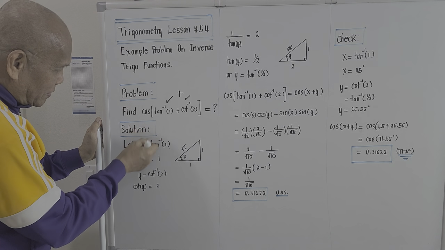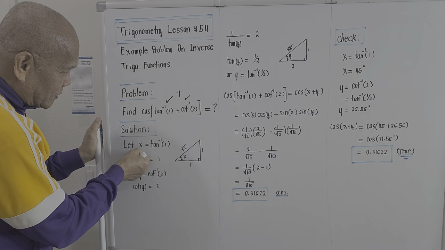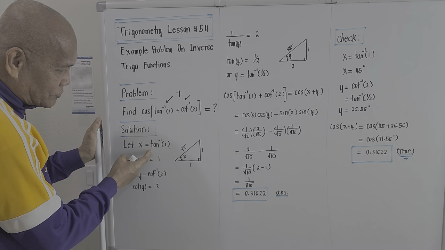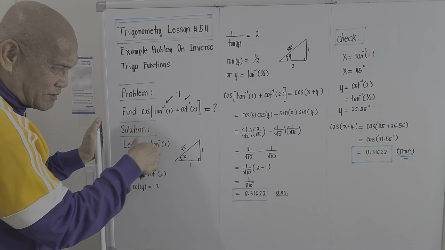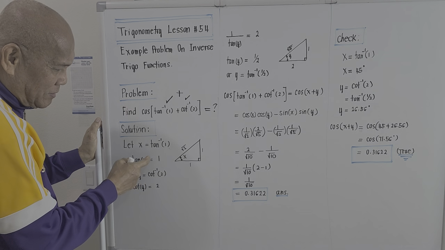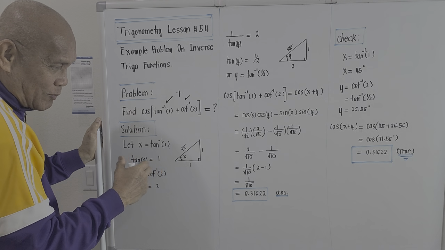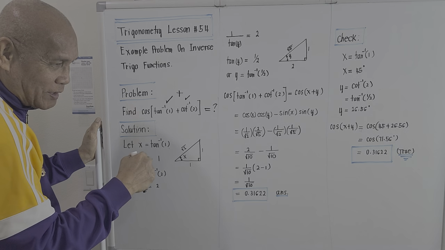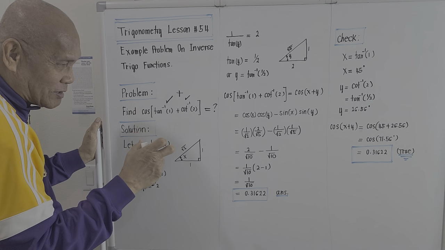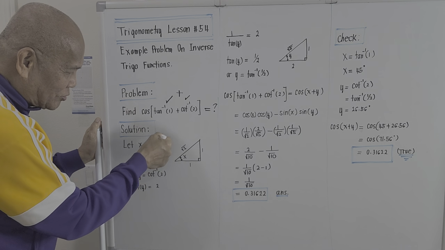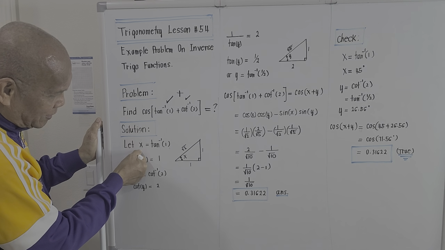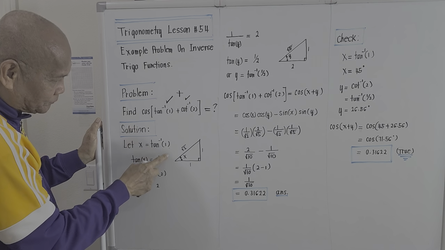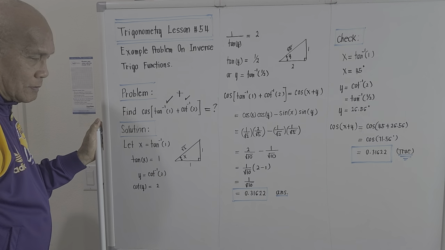we will let x be equal to tangent to the minus 1 of 1. Tangent to the minus 1 or arctangent, okay? But to minimize writing, to eliminate that arc thing, we will just place tangent raised to a minus 1, meaning arctangent of 1. So we let x be arctangent of 1.